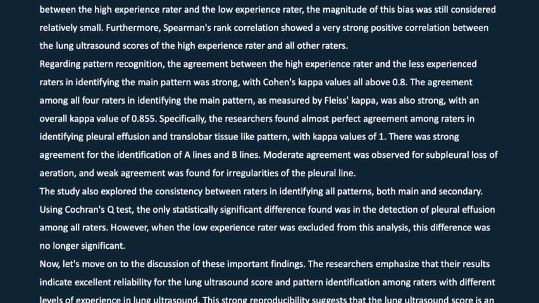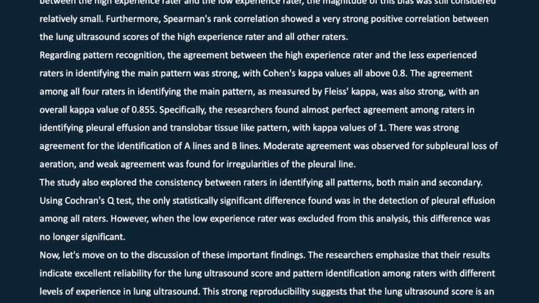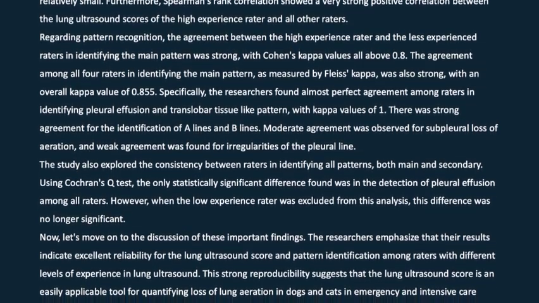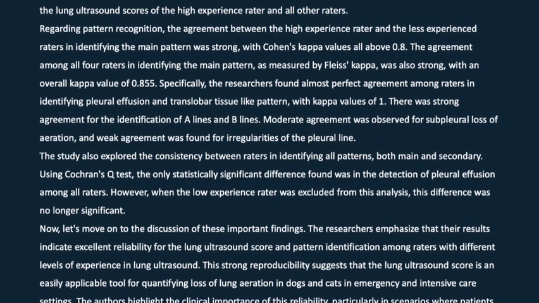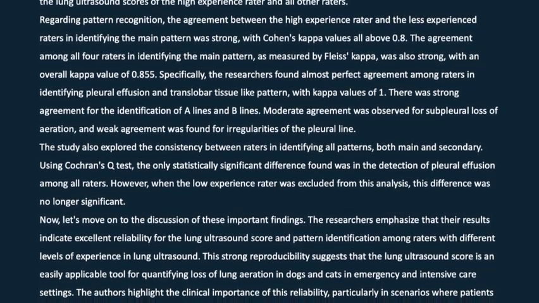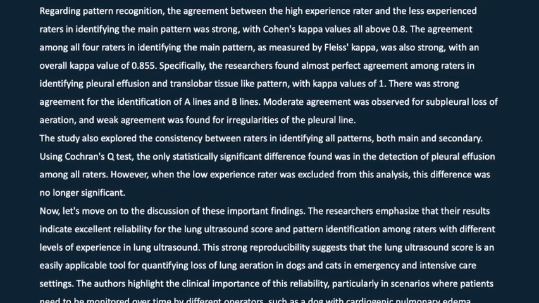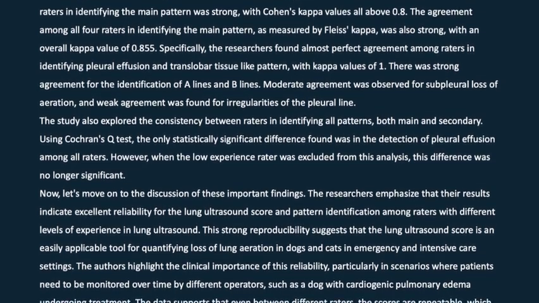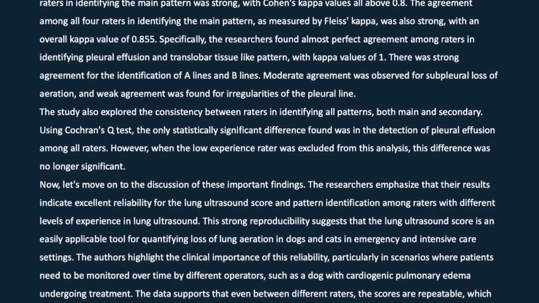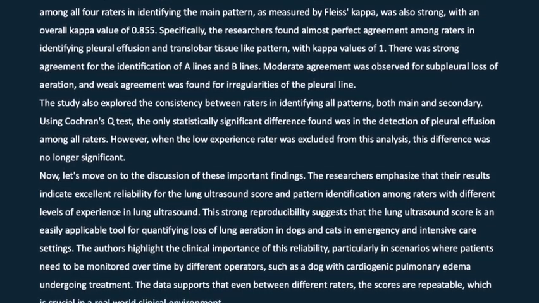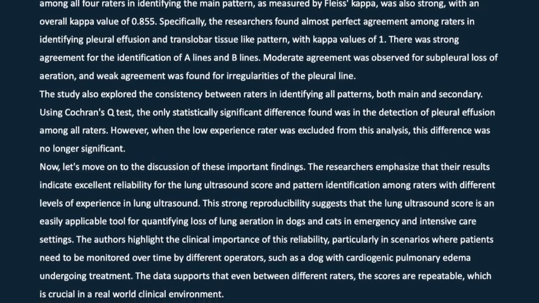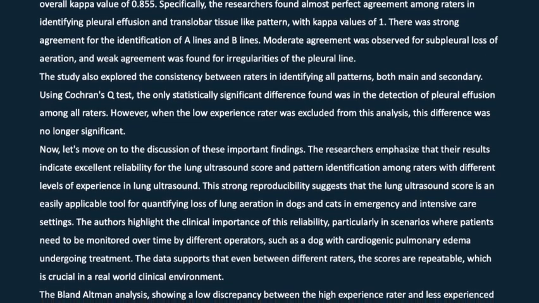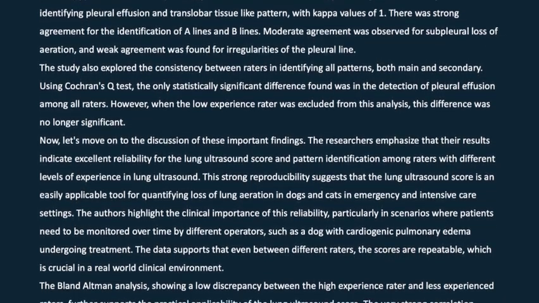Specifically, the researchers found almost perfect agreement among raters in identifying pleural effusion and translobar tissue-like pattern, with kappa values of 1. There was strong agreement for the identification of A lines and B lines. Moderate agreement was observed for subpleural loss of aeration, and weak agreement was found for irregularities of the pleural line. The study also explored the consistency between raters in identifying all patterns, both main and secondary. Using Cochran's Q-test, the only statistically significant difference found was in the detection of pleural effusion among all raters. However, when the low experience rater was excluded from this analysis, this difference was no longer significant.